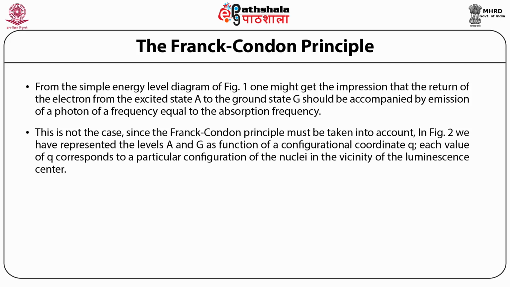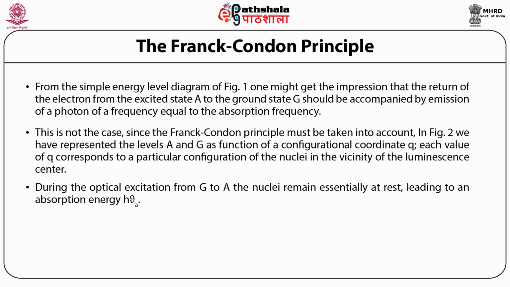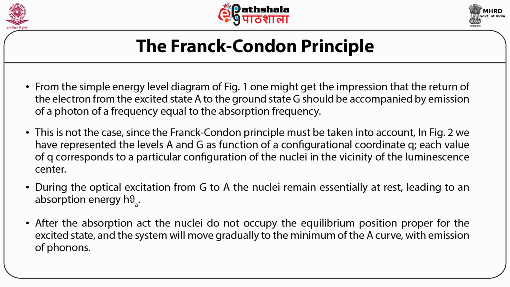In figure 2, we have represented the levels A and G as functions of a configurational coordinate q. Each value of q corresponds to a particular configuration of the nuclei in the vicinity of the luminescence center. During the optical excitation from G to A, the nuclei remain essentially at rest, leading to an absorption energy. After the absorption act, the nuclei do not occupy the equilibrium position proper for the excited state, and the system will move gradually to the minimum of the A curve with emission of phonons.